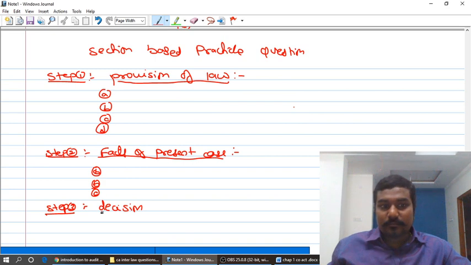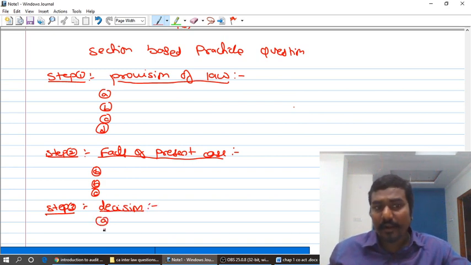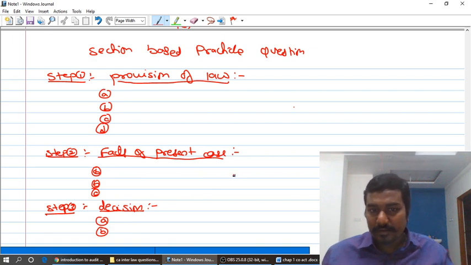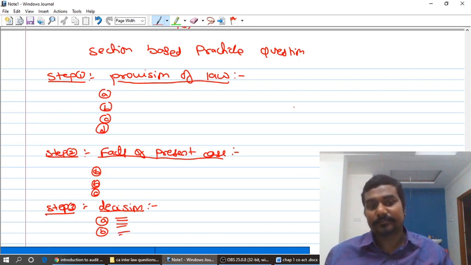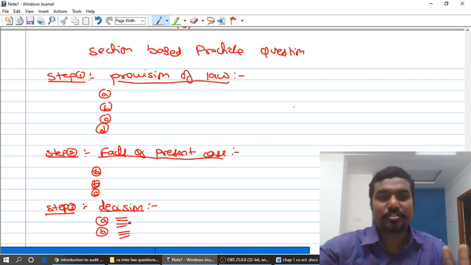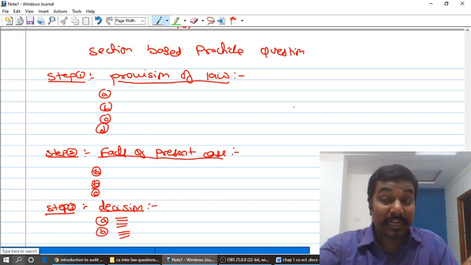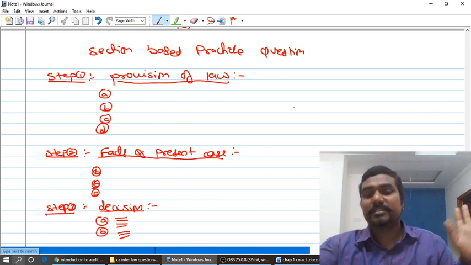Next, in the decision, we have to conclude. What you have to write in the decision is important. Whatever he is asking in the question, that is what you have to write here. Don't write what you know. At the end of the question, he will ask the purpose of the framing of the question. Here you should write the answer to that directly. In every question, at the end, he will ask the intention of the examiner. You have to write the answer for the intention of the examiner in step number 3.